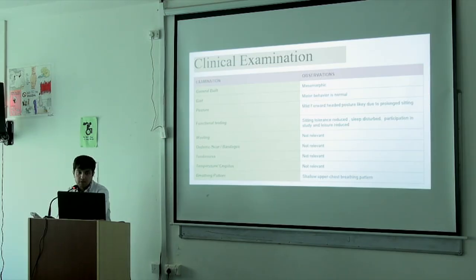Now the clinical exam. The body build was ectomorphic. Her gait pattern was normal. Her posture showed a mild forward-headed posture in the neck region, which was due to the prolonged sitting. The functional testing: she was facing sitting intolerance. Sleep was disturbed. She was facing participation issues and leisure activity was reduced. There was no wasting of the muscle, no edema, no scars, no tenderness, no temperature, no crepitus. The breathing pattern of the patient was a shallow upper chest breathing pattern.